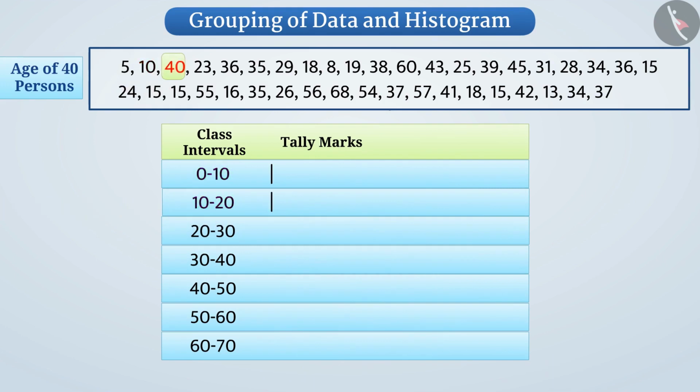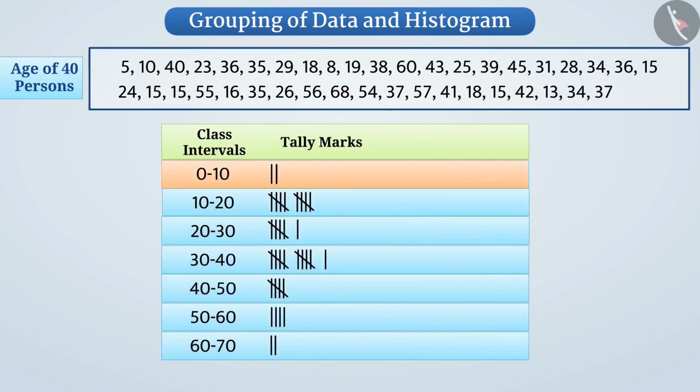So, tell me in which class interval the observation 40 will be included? Think. Absolutely right. It will be included in the class interval 40 to 50 and not in 30 to 40. So, we will create a tally mark in class interval 40 to 50 to represent 40. Similarly, we will present all the data in the table using tally mark.